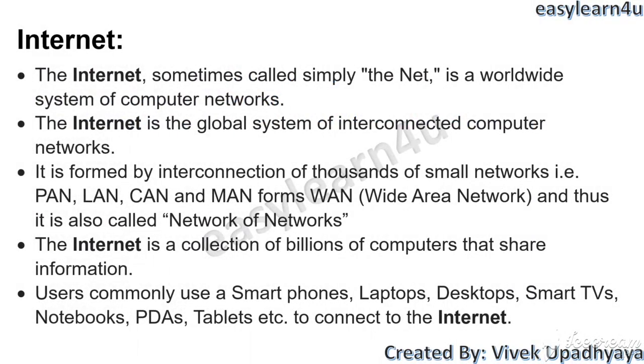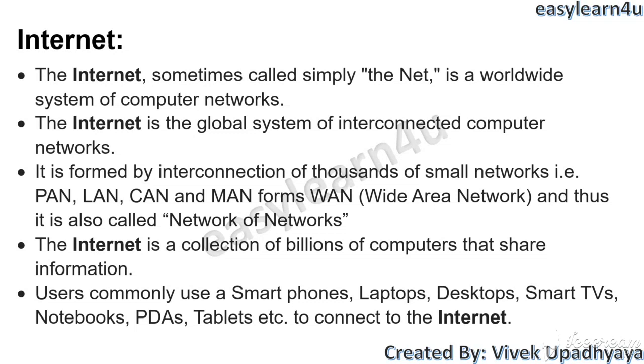So first definition is internet. The internet, sometimes called simply the net, is a worldwide system of computer networks. The internet is a global system of interconnected computer networks, as you can connect with the internet all over the world. It is formed by interconnection of thousands of small networks.